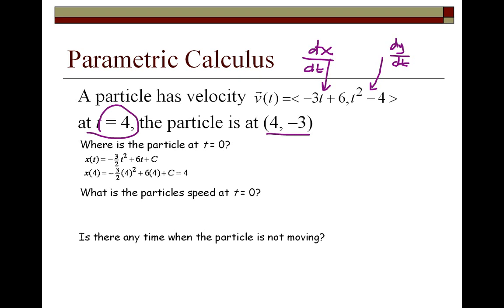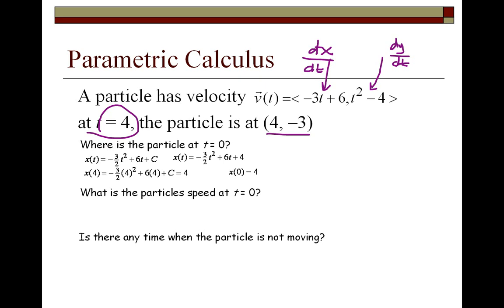If I plug in 4, I get negative 3/2 times 4 squared. So that's going to be 8 times negative 3, which is negative 24, plus c is equal to 0. So I'm going to get c equals 4. So that gives me my equation. I want to know the particle's position at t equals 0. Plugging in 0, its x position at that time is 4.